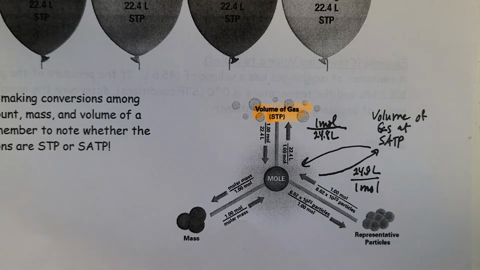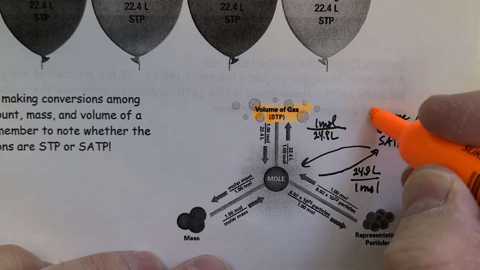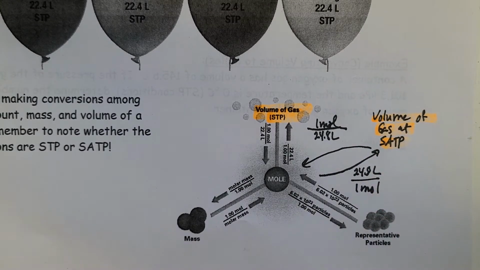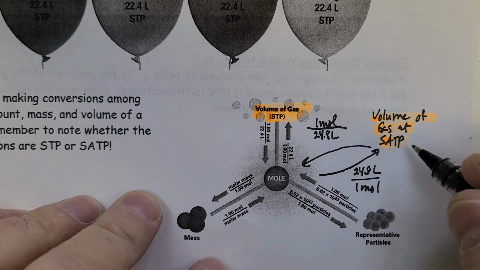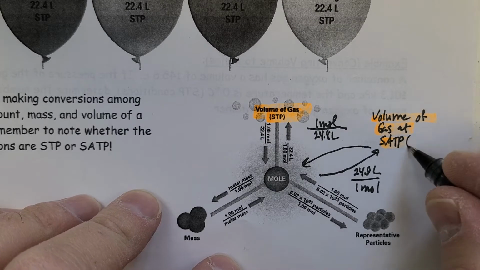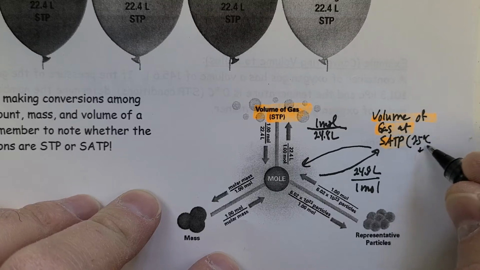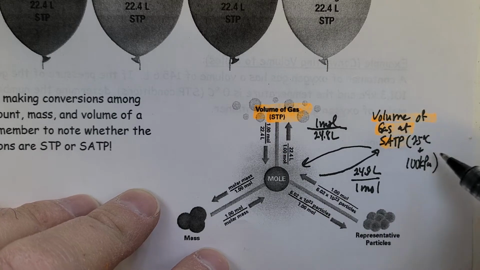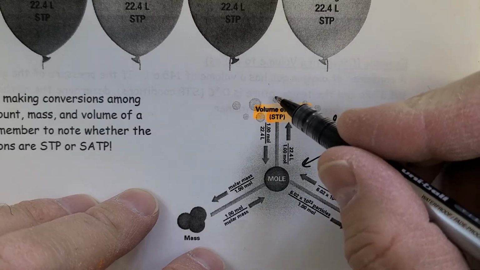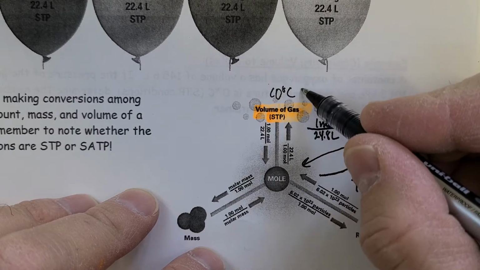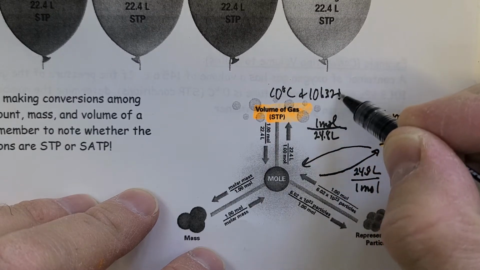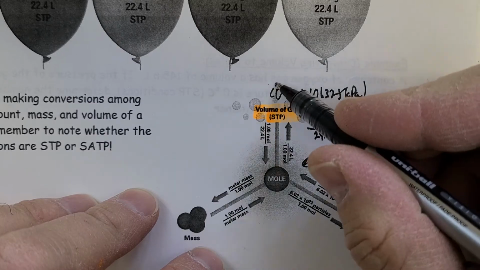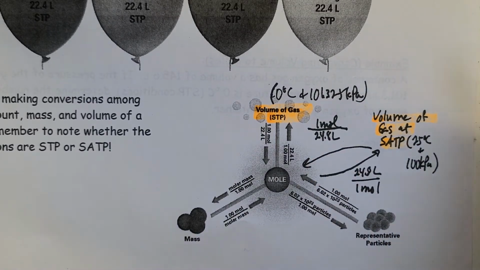And we could also add something else here. Again, put this on your blue sheet or your mole conversion sheet. With SATP, we're talking about 25 degrees C and 100 kilopascals, because I could just give you the conditions and you'd have to figure out, oh, it's at SATP. And over here it's 0 degrees C and 101.325 kPa, or kilopascals. So you may want to write that in there, just so we know the 2 conditions that we're going to be dealing with for gases.